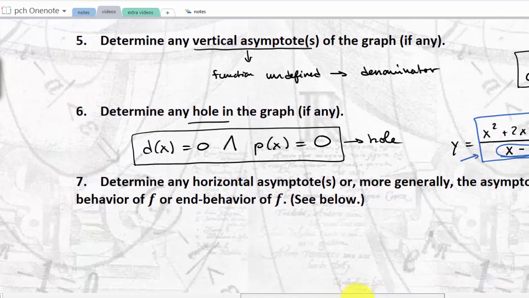All right, and finally, and this is what I'm going to spend some time in this video to study, the horizontal asymptotes. Now, I don't like this denomination too much. I prefer to say asymptotic behavior, okay? Why? Because you don't have necessarily a horizontal asymptote. An asymptote is not necessarily a line.